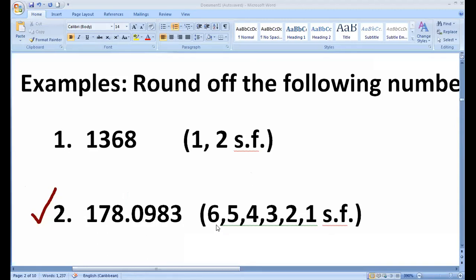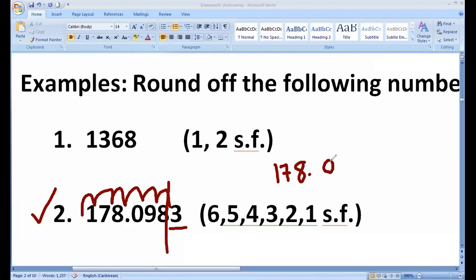It says to 60 significant figures. So 0, 1, 2, 3, 4, 5, 6. Draw a line. We examine the number to the right. Is that number less than or equal to 5? Yes, it's less than or equal to 5. So we leave the number to the left, the 8. So our answer is 178.098. And if you want to, you can put a placeholder there, but it's not necessary. All right.